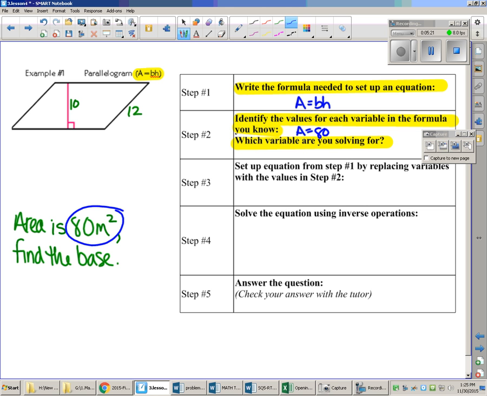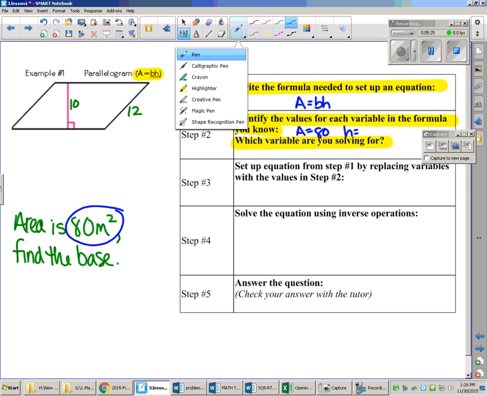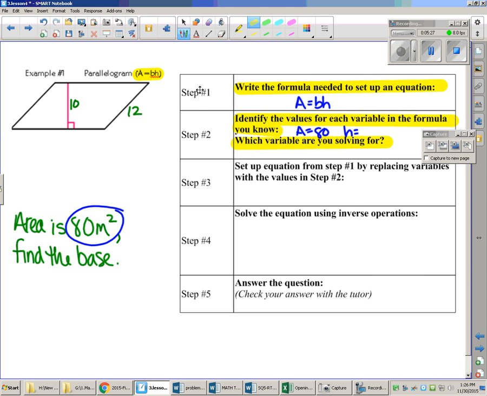I also know the H value, and I hope you guys recognize what the H value is, because from what we just talked about, the height and the base have to be perpendicular to each other. So that means that this is the height and this is the base. So the height is 10, and the thing that I'm looking for is the base. They told us down here, find the base. The 12 was just extra information to try to trick you into thinking that was the height.